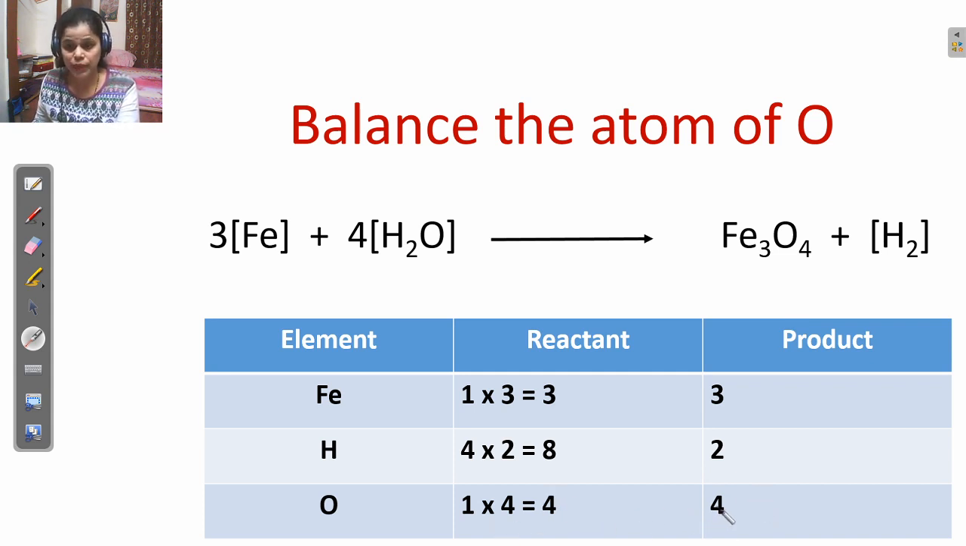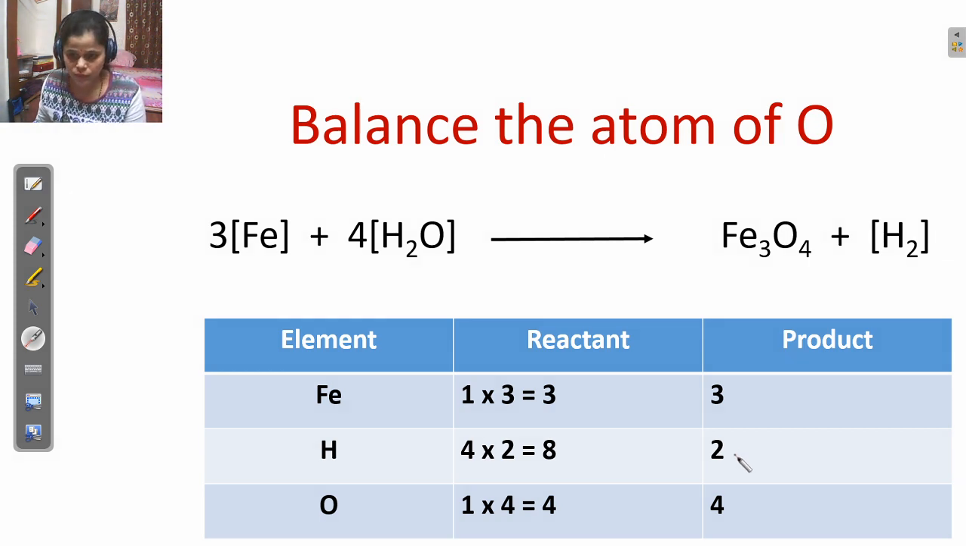Oxygen is balanced. But you can see before, hydrogen was balanced, but when we multiply the 4 here, the number of atoms of the hydrogen changed. So 4 into 2 equals 8. Okay, so 8 atoms on the reactant side, and on the product side only 2 atoms. So we have to balance the number of atoms of the hydrogen.